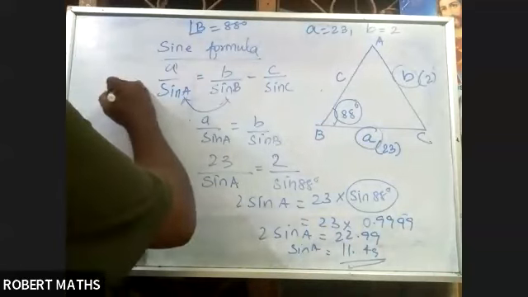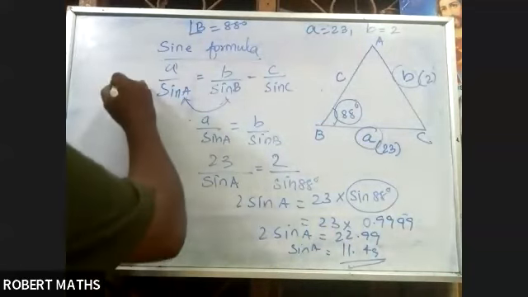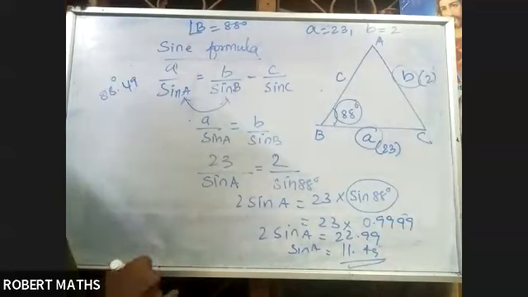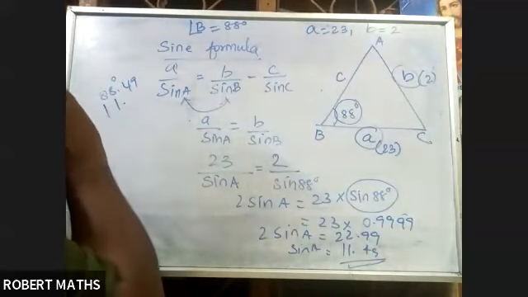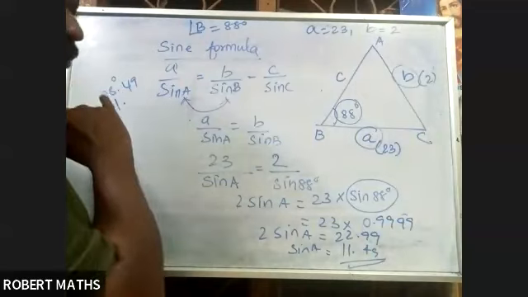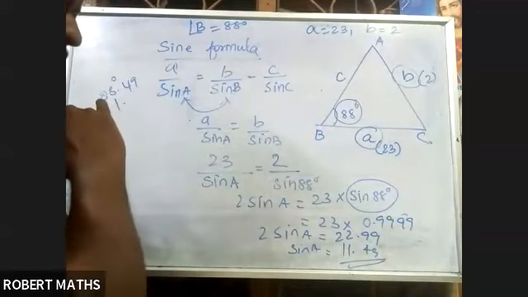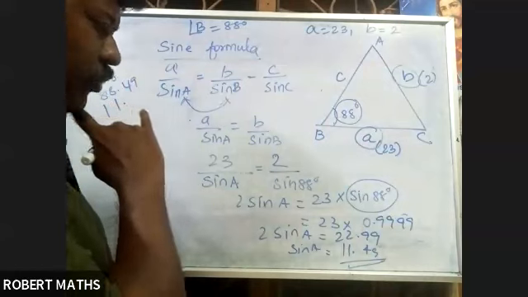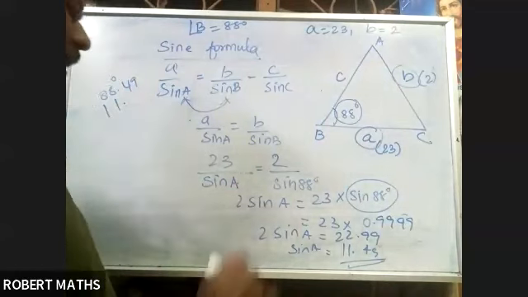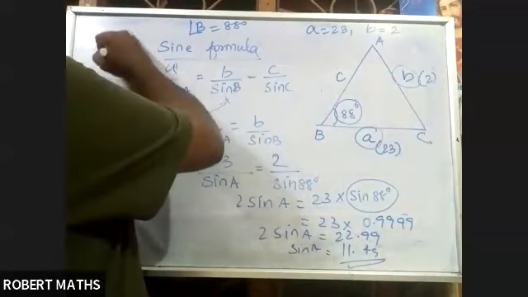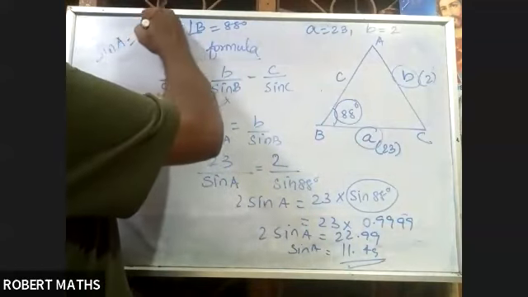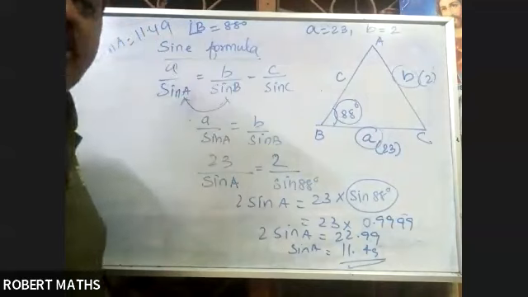How much did it come to? 88 degree plus 11.49. Which is equal to... sorry, sin A is given. Actually, if you look at the value of sin A, we get 11.49. It is not at all possible.